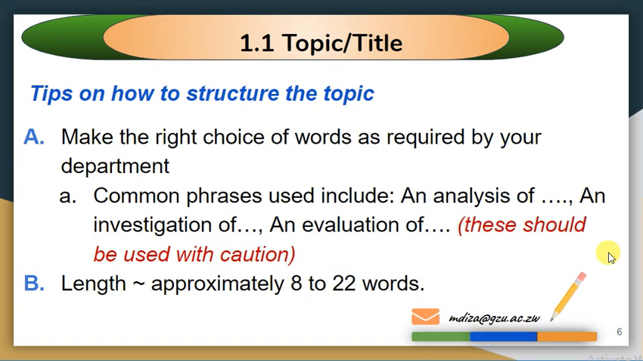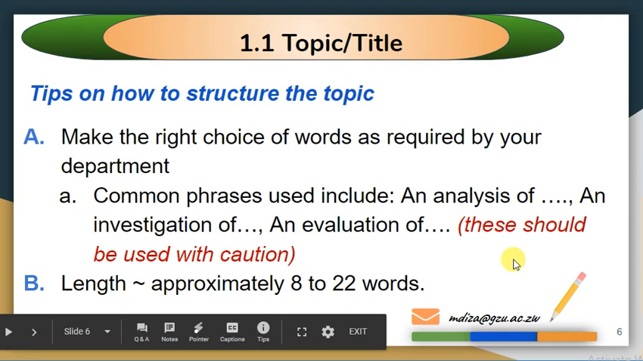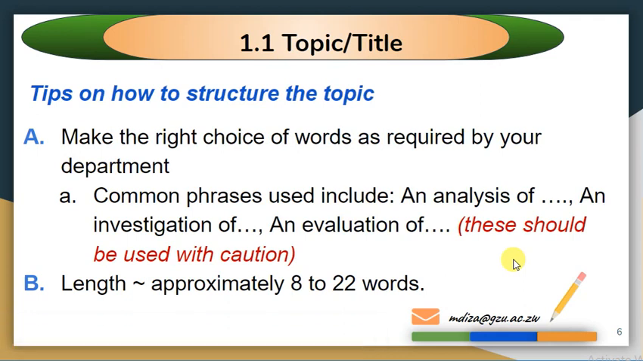Tips on how to structure the topic. Make the right choice of words as required by your department. Common phrases which are normally used by students include an analysis of, an investigation of, an evaluation of. However, these phrases should be used with caution. Some scholars discourage students from using these phrases because they feel that the phrases make the topic unnecessarily long. So you have to consult your supervisor on how best you should structure the topic in terms of wording. Approximately, the topic should be 8 to 22 words long.